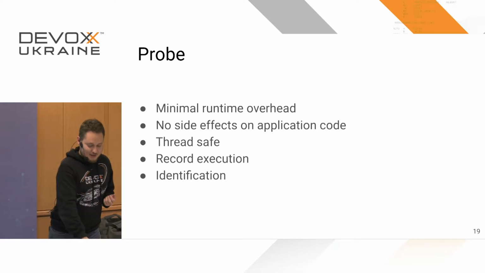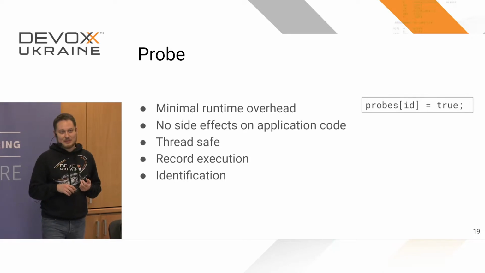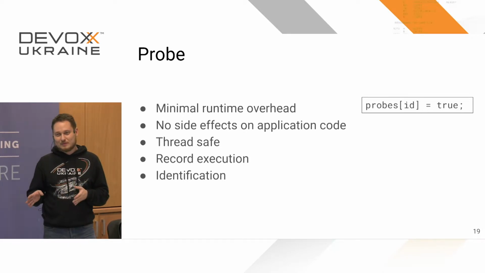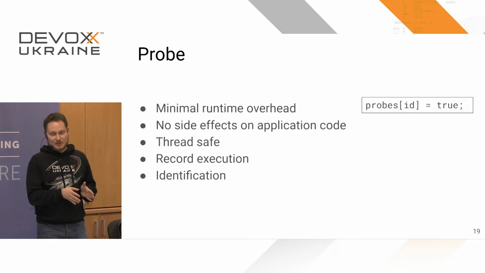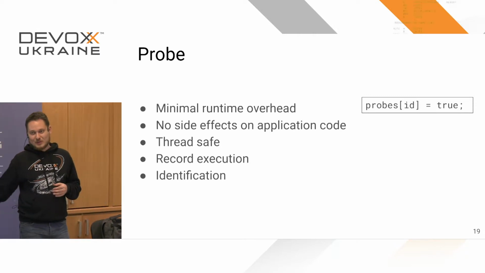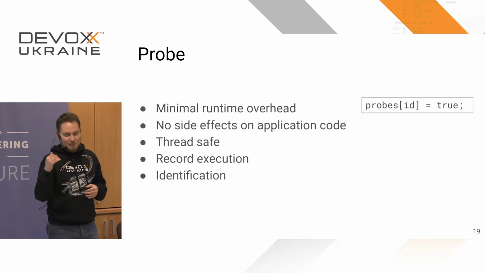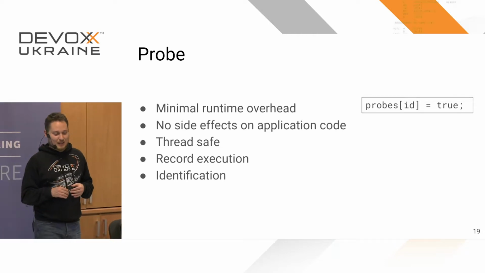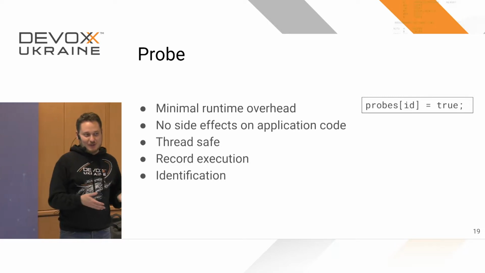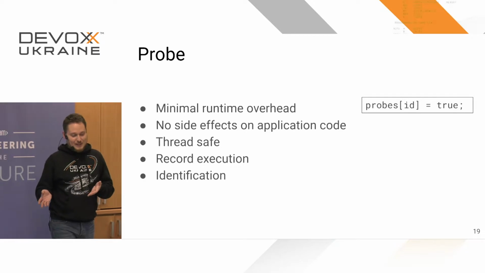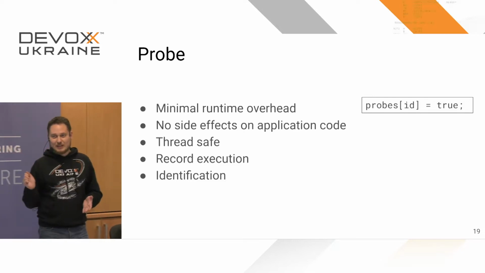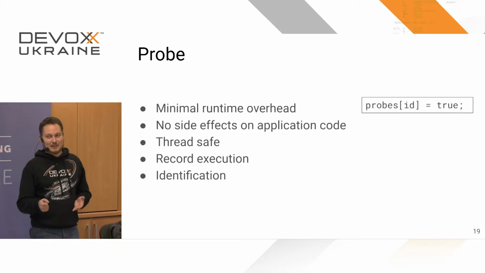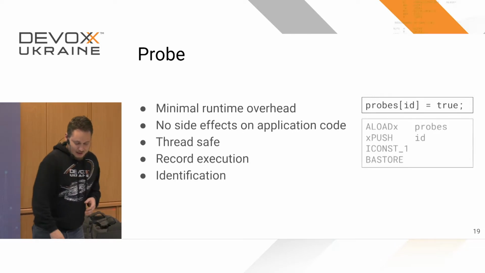It's actually pretty easy. The construction is super simple. It's a boolean array. The position in the array gives us identification. We could just enumerate all the points where we want to insert probes by IDs from 0 to whatever we need. Boolean array, because we want to record whether it was executed or not: by default not, so false. Once it was executed, true. Thread safety: well, no matter how many times you write true, it will be true at the end. Default false.